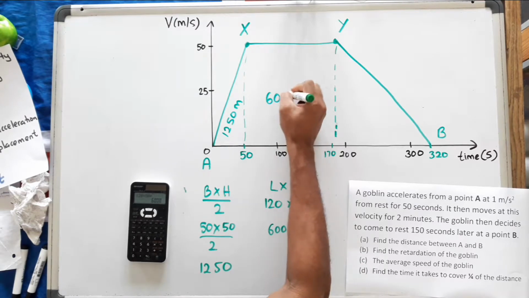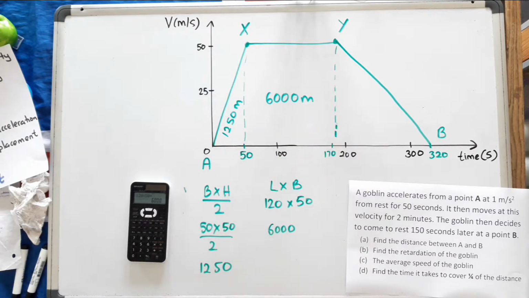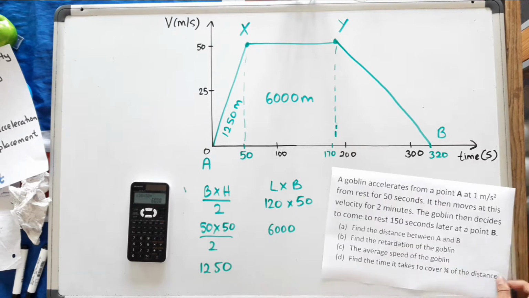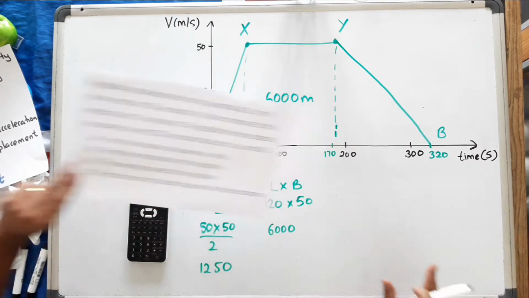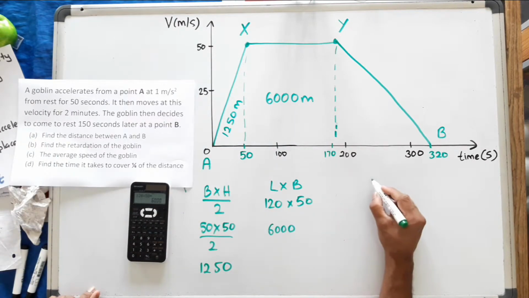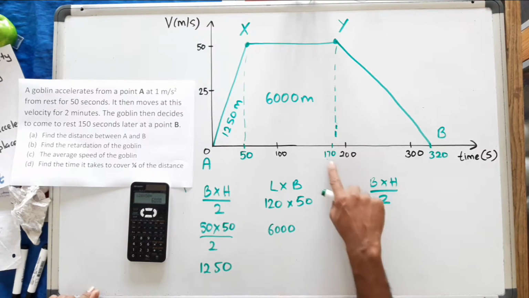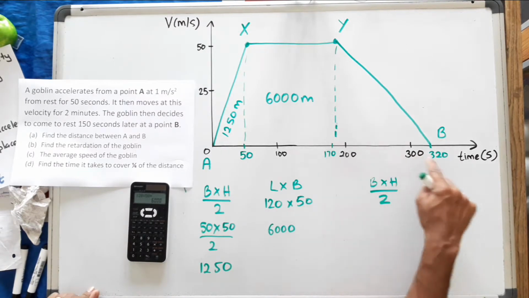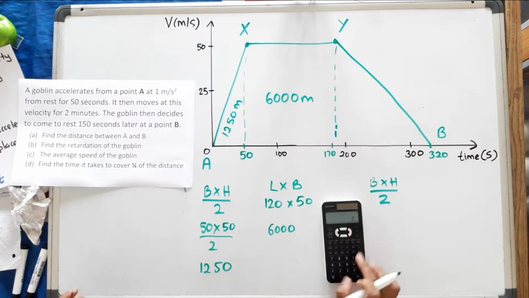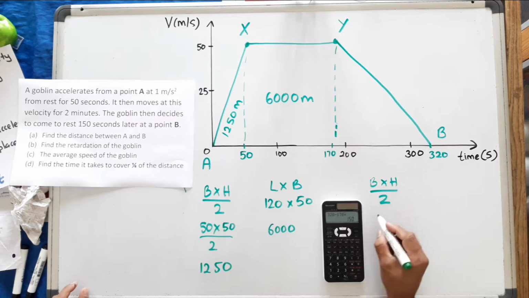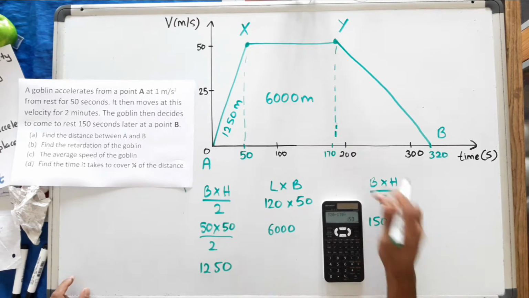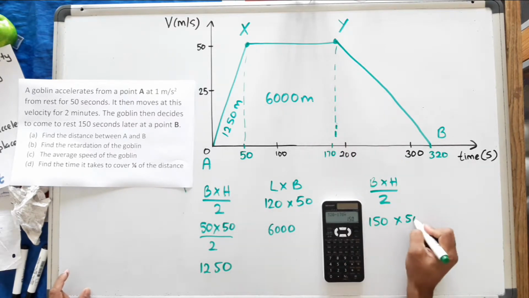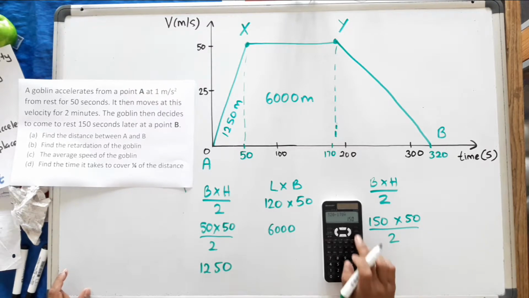So this portion is 6,000 meters. And this one here again, I need to move this aside, is a triangle: base by height divided by 2. It starts at 170, it ends at 320. So 320 minus 170 is 150. The base is 150. The height is still 50. And we have to divide it by 2.